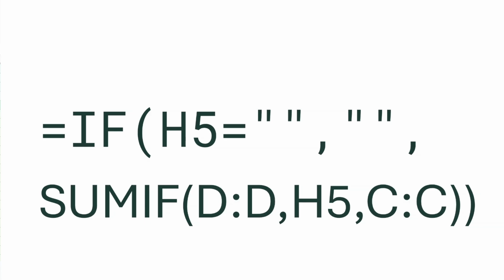On the example sheet, column D is category and column C is amount. If yours are different, just swap those column letters. This formula basically totals the amounts for whatever category is listed in H5. If H5 is blank, it leaves the total blank.